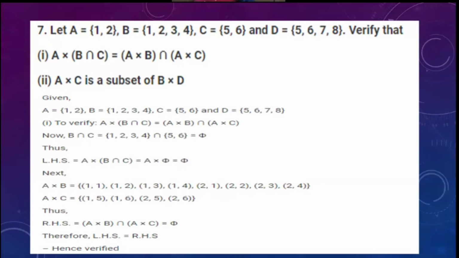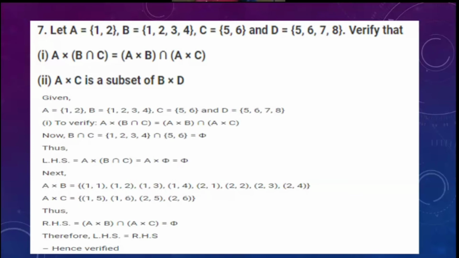Next, for the right hand side, first we find A into B. The first element of A is 1: (1, 1), (1, 2), (1, 3), (1, 4). And the second element of A is 2, and with it you multiply the B set elements. So (2, 1), (2, 2), (2, 3), and (2, 4). In the same way, A into C. What is A? 1, 2. So 1 into 5, (1, 5), (1, 6), (2, 5), (2, 6).